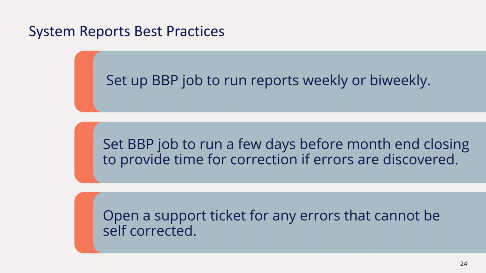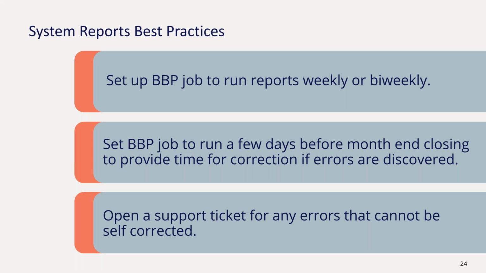Some of the system reports are data intensive, so it is best to have them run after production hours. I recommend creating a background business processor job to run the reports either weekly or bi-weekly. This will help ensure that errors will be corrected on a regular basis. I would also make sure that the reports run a couple days before month-end closing to provide time to correct any errors discovered.